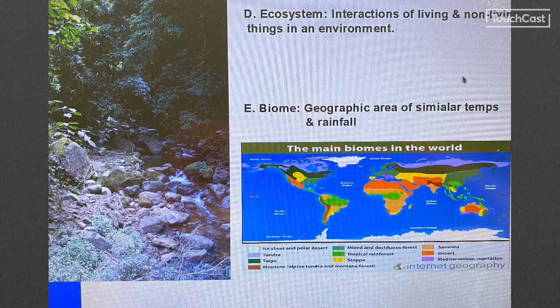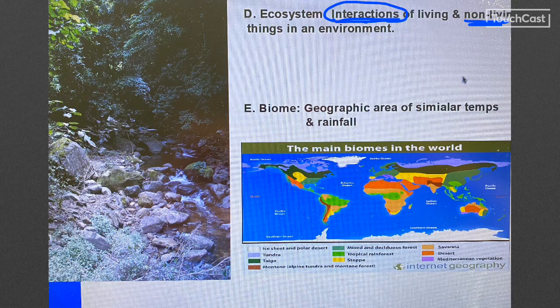So the ecosystem, the big key word there in an ecosystem is the interaction between the living and non-living things in the environment. Community is just sort of a list of the living things in the environment. Ecosystem goes on to include the non-living things and then how everything interacts together.